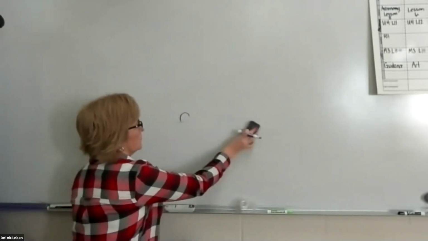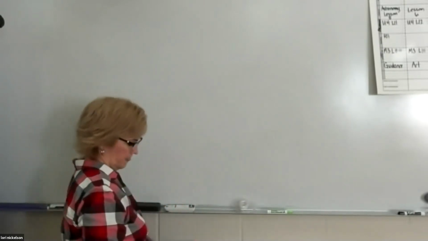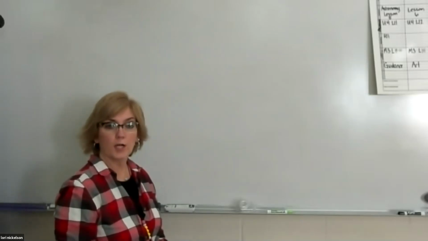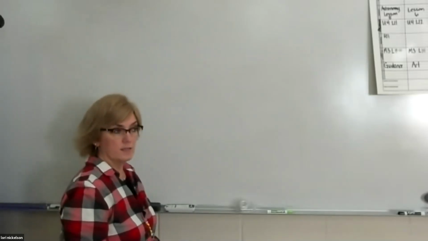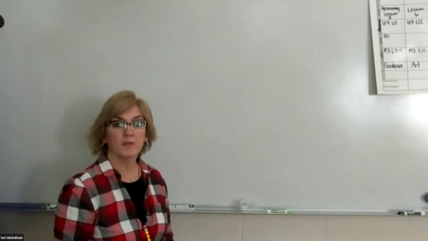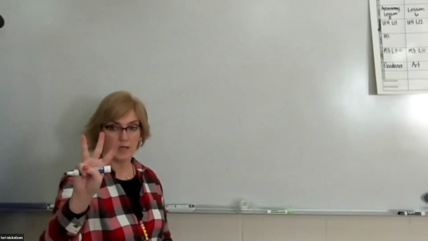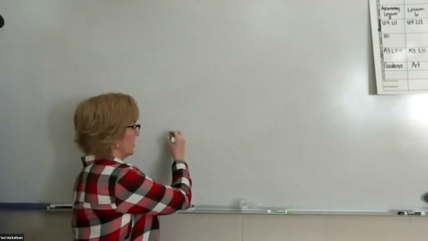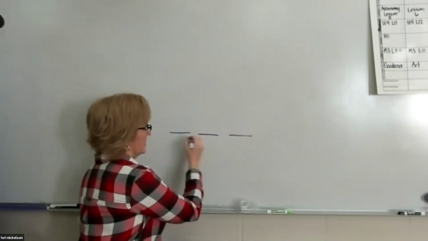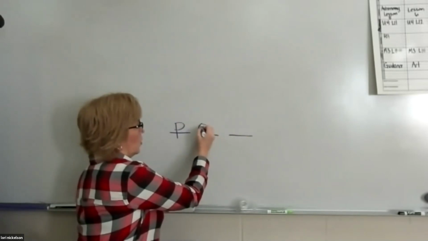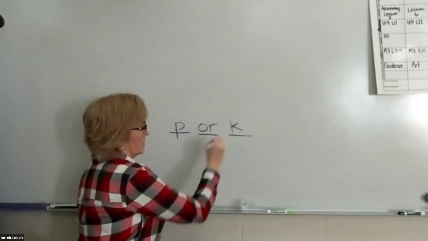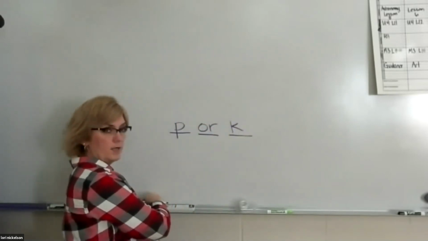Let's do another word. Let's do the word pork. Pork. Say the word pork. Now let's listen for the sounds. P, or, k. 3 sounds, so we should have 3 lines. P, or, k. Good. Pork.